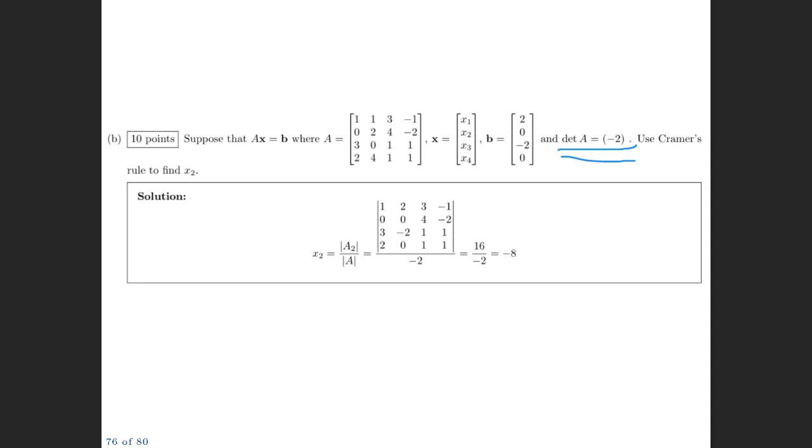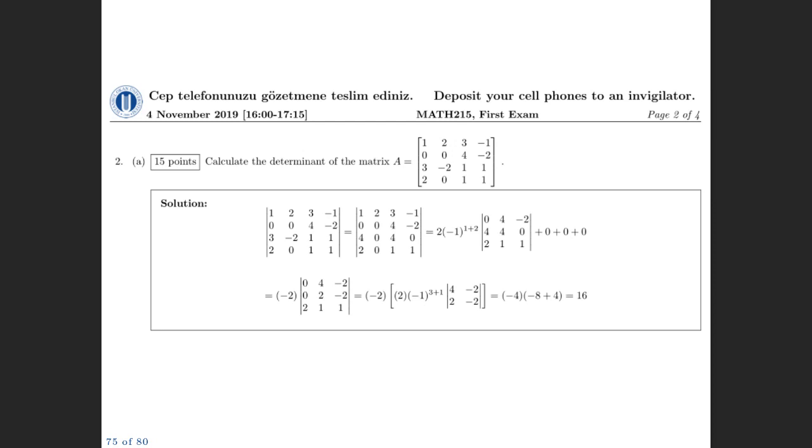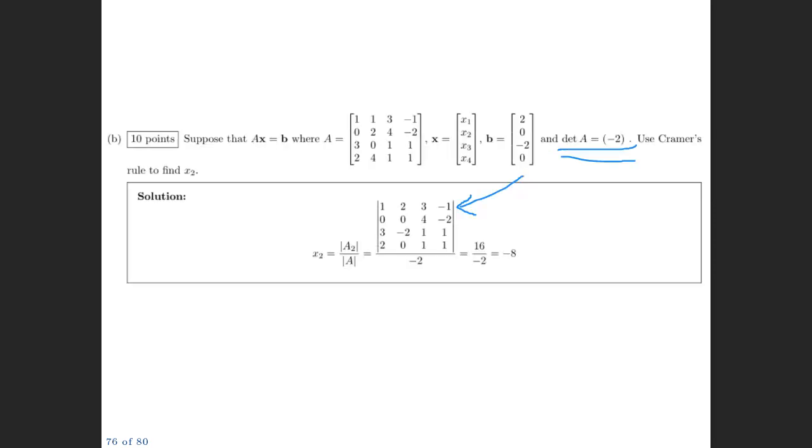Cramer's rule says x2 is the determinant of A2 divided by the determinant of A, and we already know the determinant of A. So all we need to do is find the determinant of A2. But that's the matrix we've just done. This is A2. And the determinant of this matrix is 16.